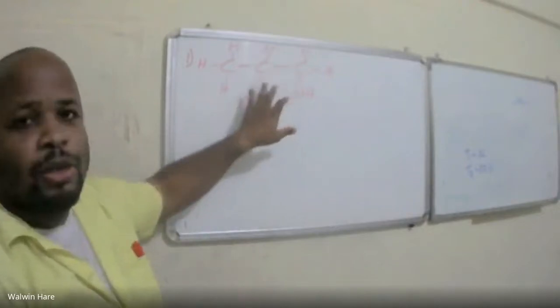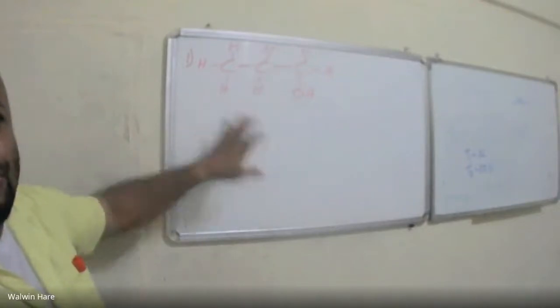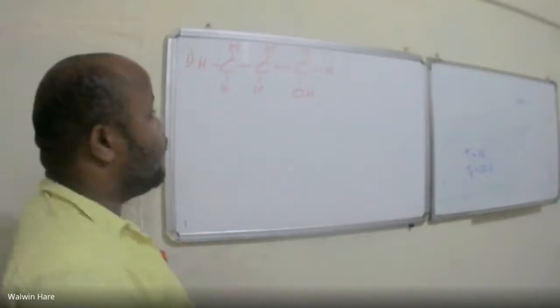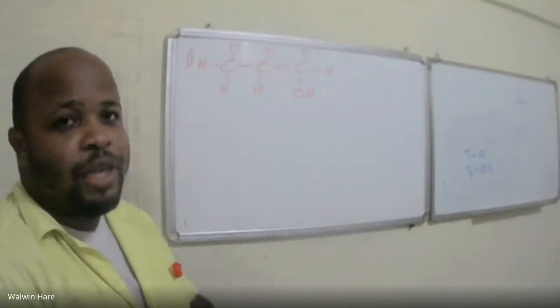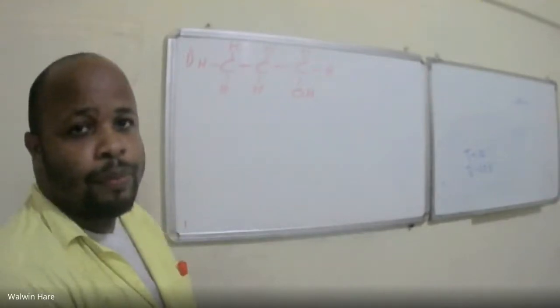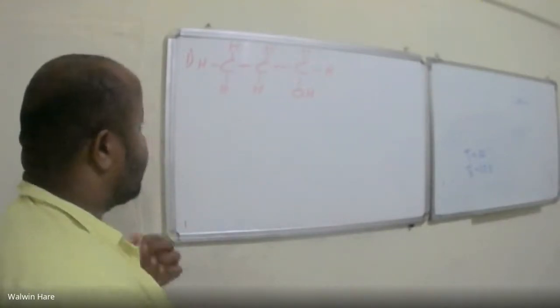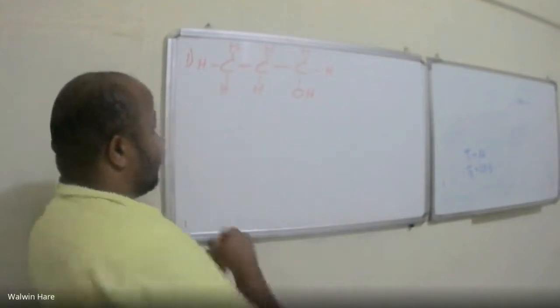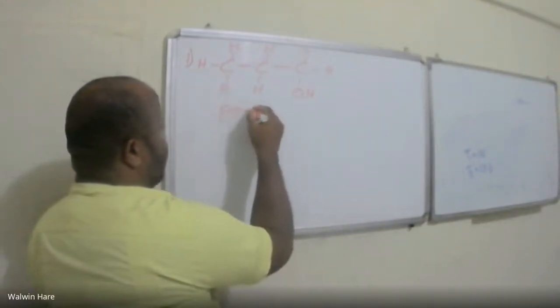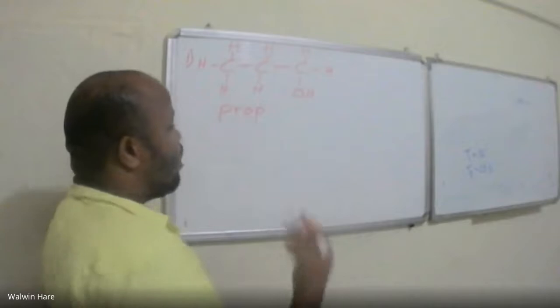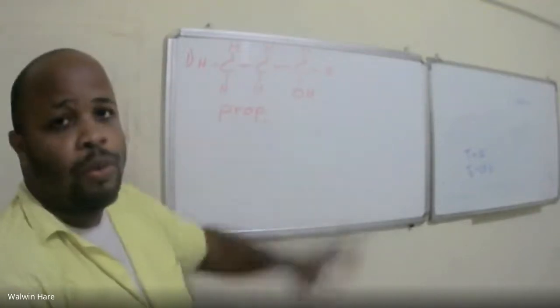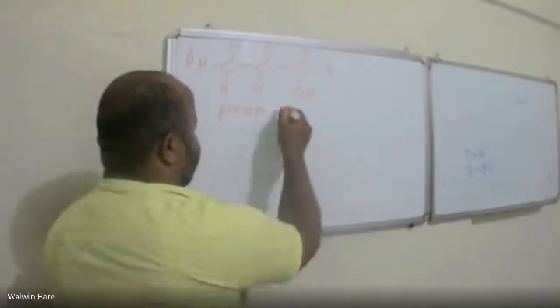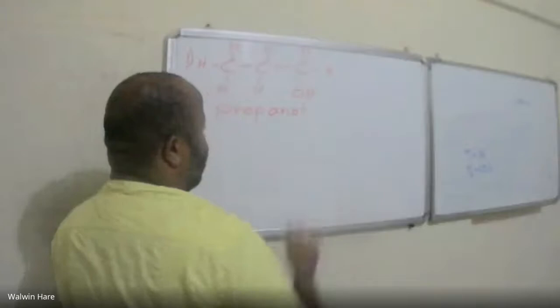How many carbons are present in this compound? 3. And so if it's 3, the first part of the name should be what? Pro. Pro. All right. And we're dealing with the alcohol functional group, so the name should end in -anol. That is correct. Propanol.